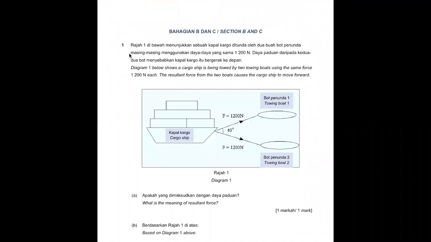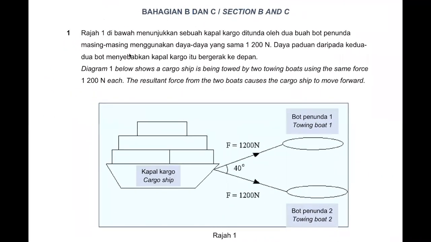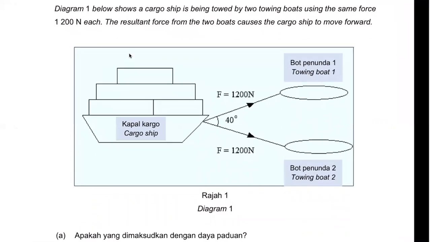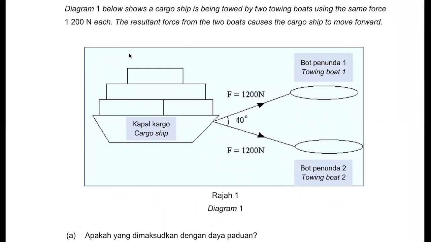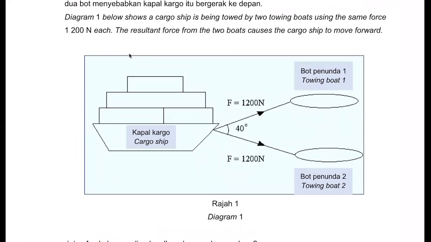Okay, the next question. This one is taken from section B and C, which is from the essay questions. Question number one. The diagram below shows a cargo ship being towed by two towing boats using the same force, 1,200 Newton each. The resultant force from the two boats causes the cargo ship to move forward. So both are using the same force, 1,200 Newton each.